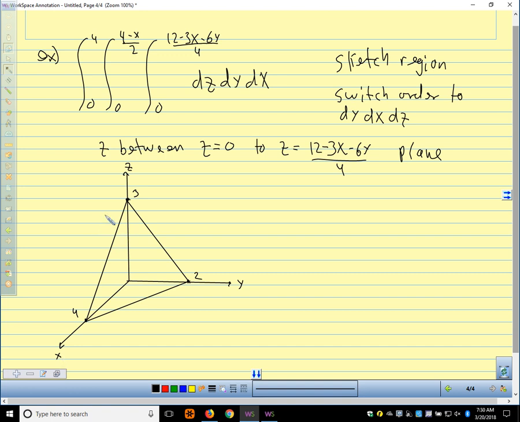So what is the equation of this line in the xz plane? y equals 0, right? In the xz plane, y equals 0. So substitute y equals 0 in there, rearrange a little bit, and we get x equals (12 minus 4z) over 3.